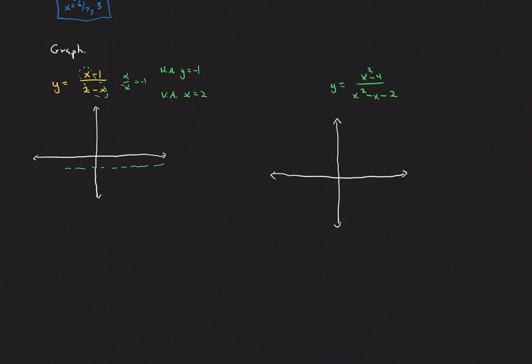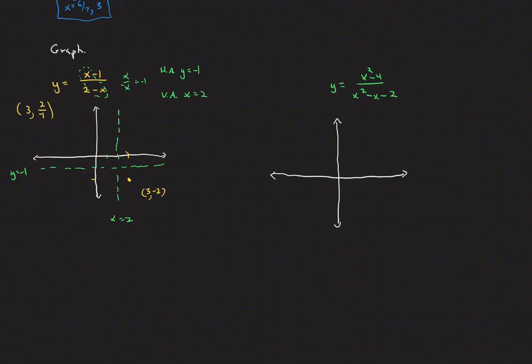So we've got our y equals negative 1, and here is our x equals 2. We're going to plot a point on either side of the vertical asymptote. So if we put in 3, then 3 minus 1 is 2, and 2 minus 3 is negative 1. That's going to give us the point 3 comma negative 2. That's going to put us down here into our kind of quadrant 4 area.